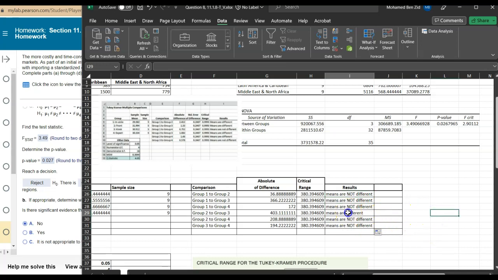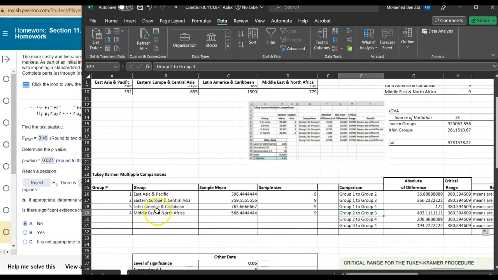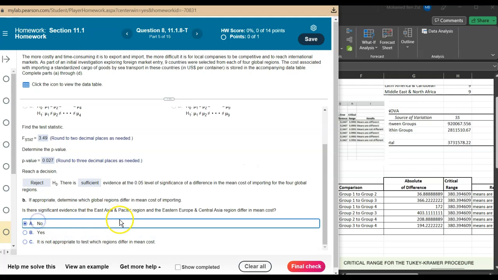So the only difference here is between group 2 and 3, which are Eastern Europe and Central Asia, and Latin America and the Caribbean. They are the only two that differ. So your first statement here is going to be no. The only two groups I'm looking for are the ones that are different. What they are asking here is whether there is significant evidence that the East Asia and Pacific region and the Eastern Europe and Central Asia region differ in mean cost. This one is saying no.